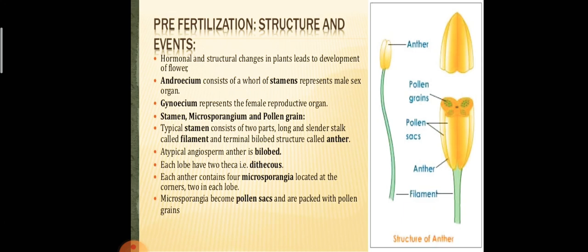A typical angiosperm consists of a bilobed anther, where each lobe has two theca. It means it is known as dithecous, and each theca consists of two pollen sacs. Because of that, monothecous and dithecous types of stamens occur.